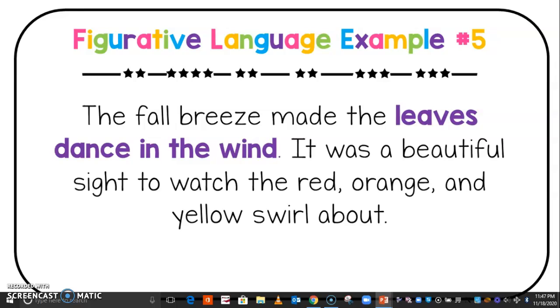wind. But when they use the phrase leaves dance in the wind, it makes it sound a little bit more graceful, and at least for me, my picture gets a little bit bigger and I see bigger trees, fuller leaves, right? It helps my picture in my mind. Okay, I think we have one more here.